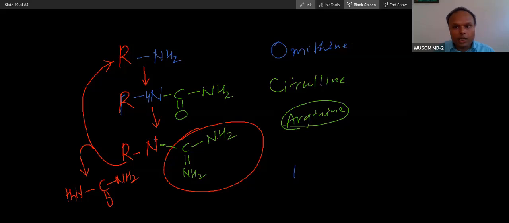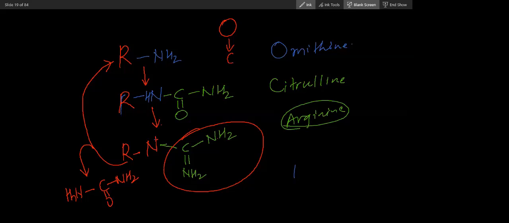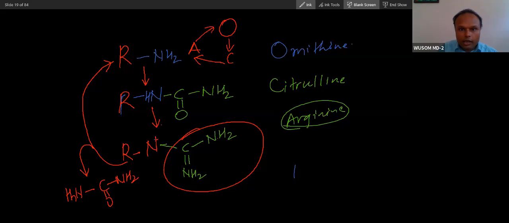Conversion of this ornithine into citrulline, citrulline into arginine, arginine into ornithine. Again, ornithine converts into citrulline, citrulline into arginine, arginine converts into ornithine. So this is ornithine, citrulline, arginine: OCA, OCA, OCA. So this is the urea cycle.